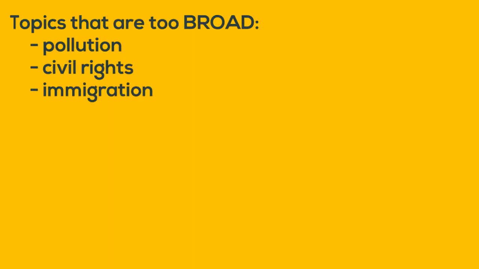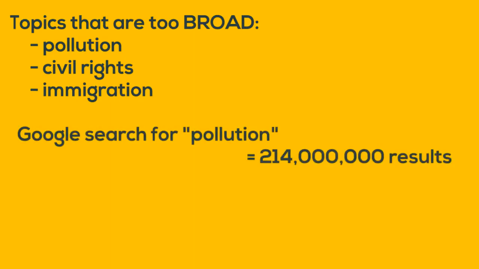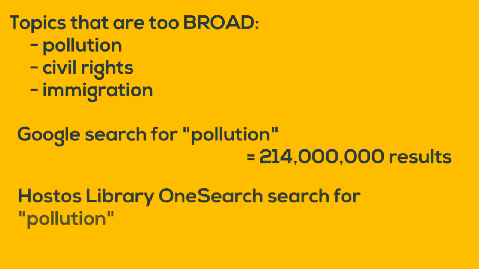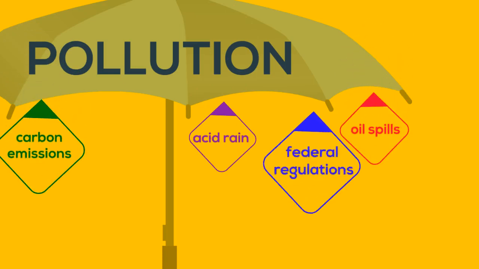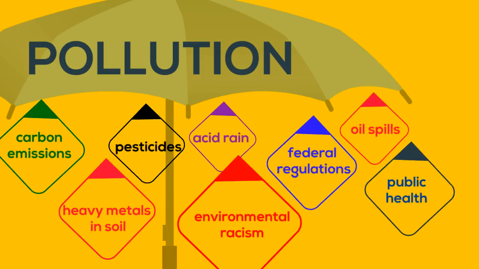If I do a Google search for pollution, I get over 200 million results. Even searching the Hostos Library collection comes up with too many results that are only loosely related. The reason my results won't be well connected is because my topic was much too big, so it includes all kinds of subtopics that are very different from each other.